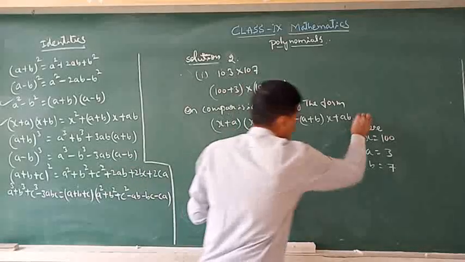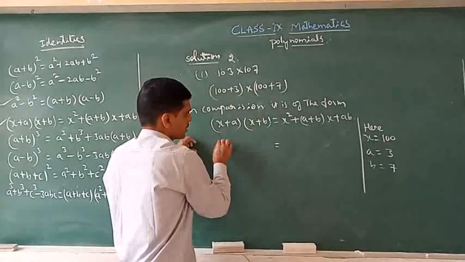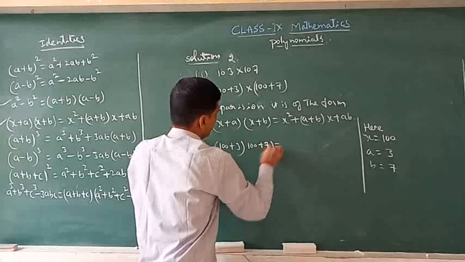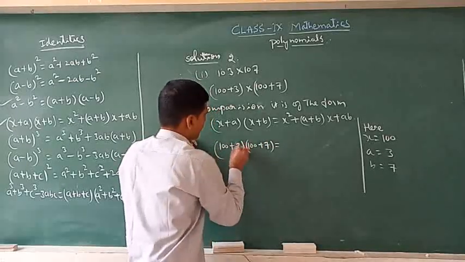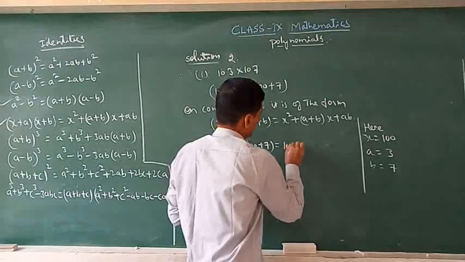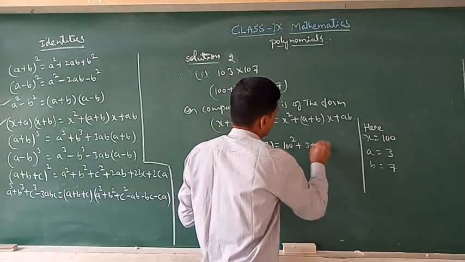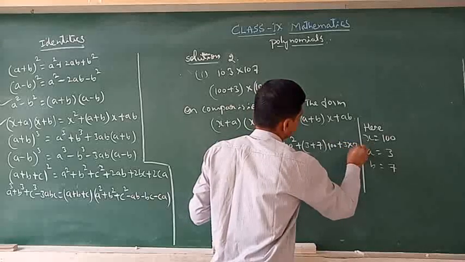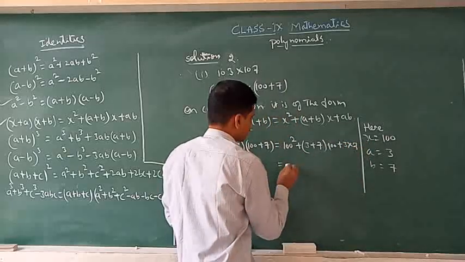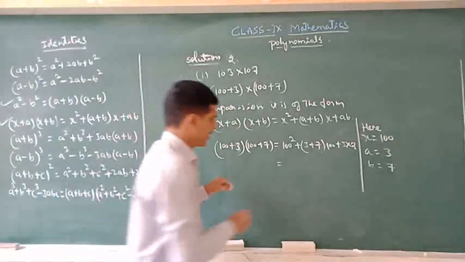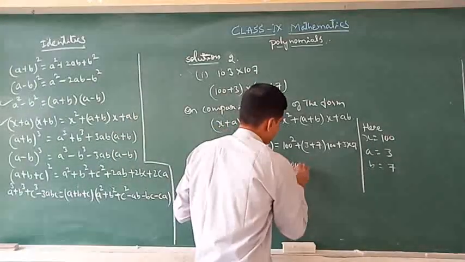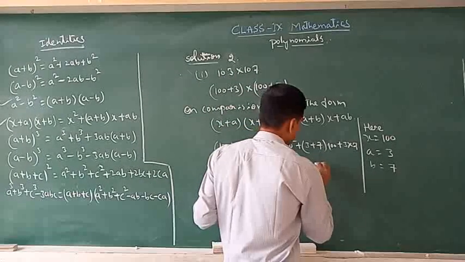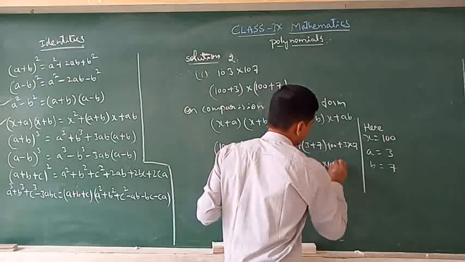Now put all these values in this equation. It is (100 + 3)(100 + 7) = 100² + (3 + 7) × 100 + 3 × 7. So 100² means 100 into 100, that is 10,000, plus 3 plus 7, 10 into 100.